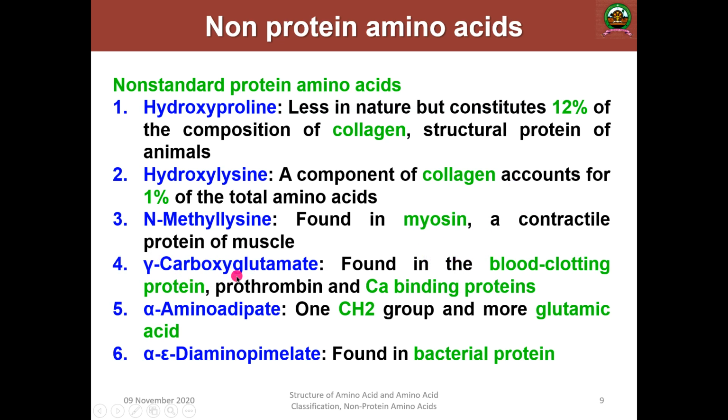Then gamma-carboxyglutamate is commonly present in blood clotting proteins such as prothrombin, and in some calcium binding proteins such as calmodulin. Then the next one is alpha-amino adipate. This has one CH2 group more than glutamic acid residues. Then the next one is alpha-epsilon diaminopimelate, which is found in bacterial proteins, commonly present in several bacteria. So these are the non-standard protein amino acids.